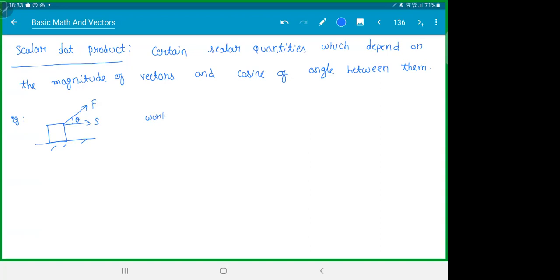We know the work done is given by force into displacement into cos theta. Remember this learned in school, right? Later on, we will see more quantities, for example, power is also given by force into velocity into cos theta, where theta is the angle between the force and the velocity.